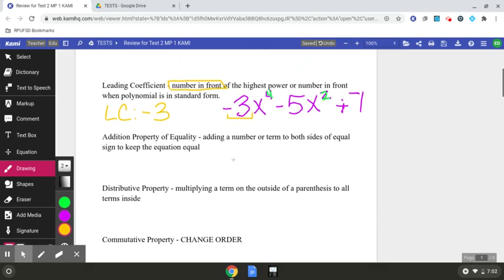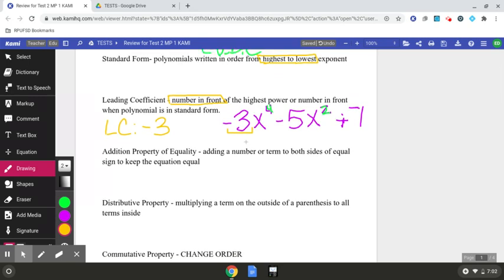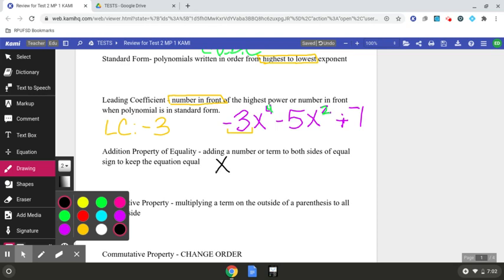Okay, the fourth definition here is addition property of equality, which just means that you're adding a number or term to both sides of an equal sign to keep it equal. So something like this would look like x minus 3 is equal to 8. And then in the next line, they would just give you x equals 11. And they would say what property justifies how they got from the first step to the second step. And you're going to have to kind of figure it out.